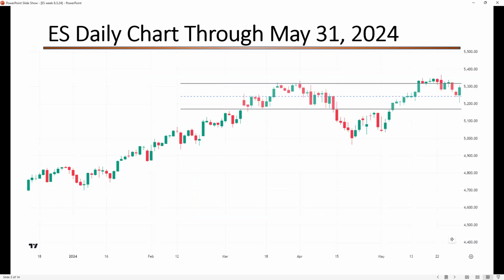Before we review this week's market activities, it is helpful to zoom out and take a look at the larger trend. This is the ES daily chart starting from the beginning of 2024. As we can see, the market has been in a clear uptrend since the beginning of the year. From mid-March to mid-April, the market fluctuated between 5160 and 5300 before breaking down under that zone in mid-April.